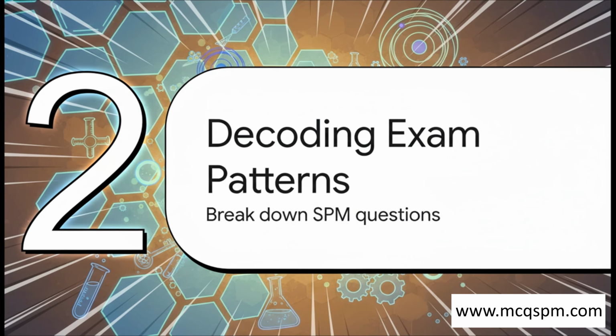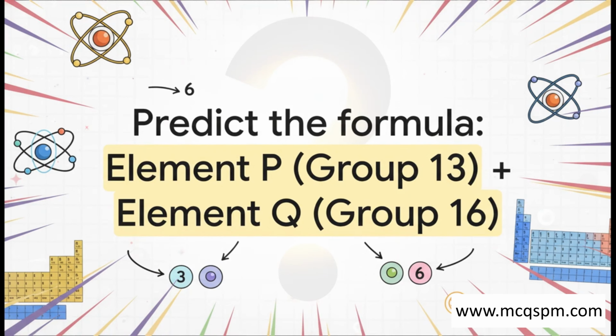All right, so the theory is cool and all, but how does this actually help you score marks? Let's get down to business and see how this secret key works on real SPM questions. Let's start decoding some patterns. Here's a classic style of question. This one's from the 2019 paper. This is what I call a predict the formula question. They give you the group numbers and expect you to figure out the chemical formula. Don't sweat it. Just use the valence electron secret.